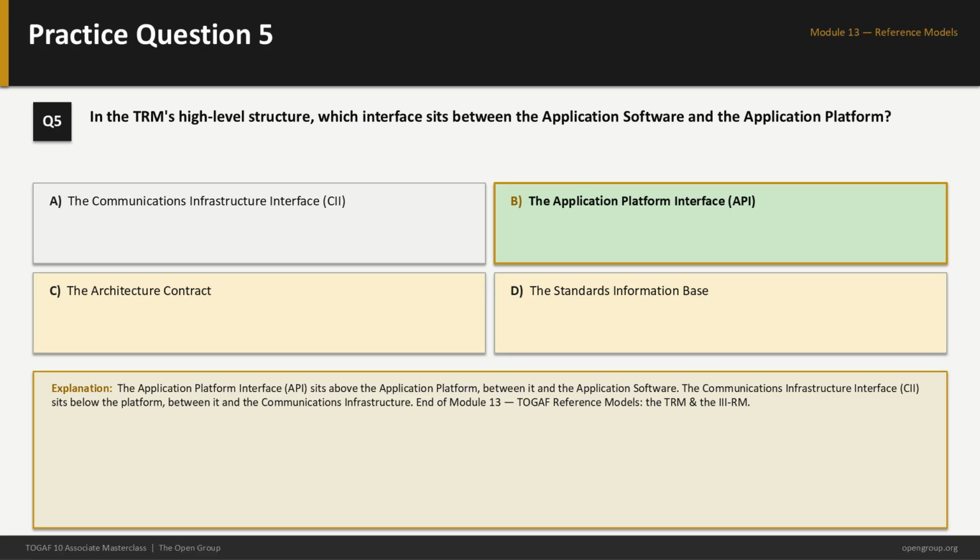Question 5. In the TRM's high-level structure, which interface sits between the application software and the application platform? Pause to consider your answer. The correct answer is B. The Application Platform Interface, API. The Application Platform Interface, API, sits above the application platform, between it and the application software. The Communications Infrastructure Interface, CII, sits below the platform, between it and the communications infrastructure.